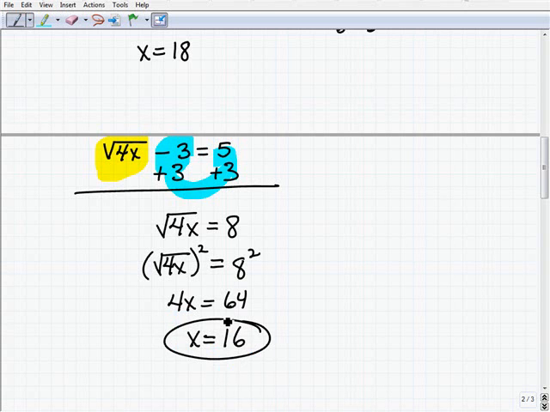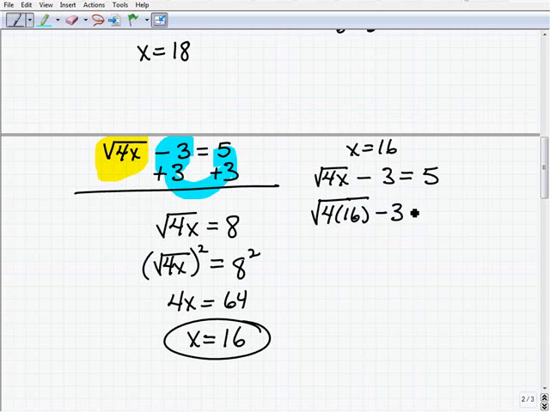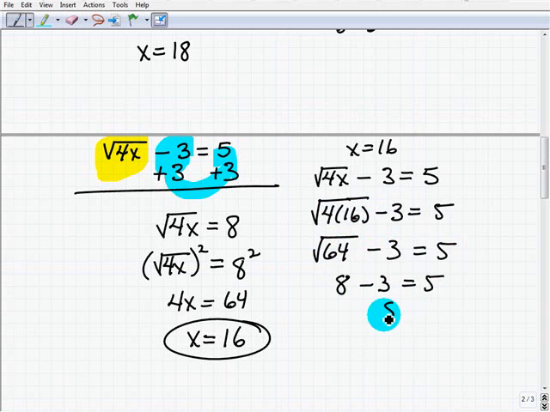Let's check that in our original equation. Our original equation was the square root of 4x minus 3 equals 5. We believe that x is equal to 16, so we plug that into our original equation. So this is going to be the square root of 4 times 16 minus 3, does that equal 5? 4 times 16 is 64, the square root of 64 minus 3 equals 5. So this is 8 minus 3, and you can see that in fact 5 equals 5. That's a true statement, and so therefore x equals 16 checks out.